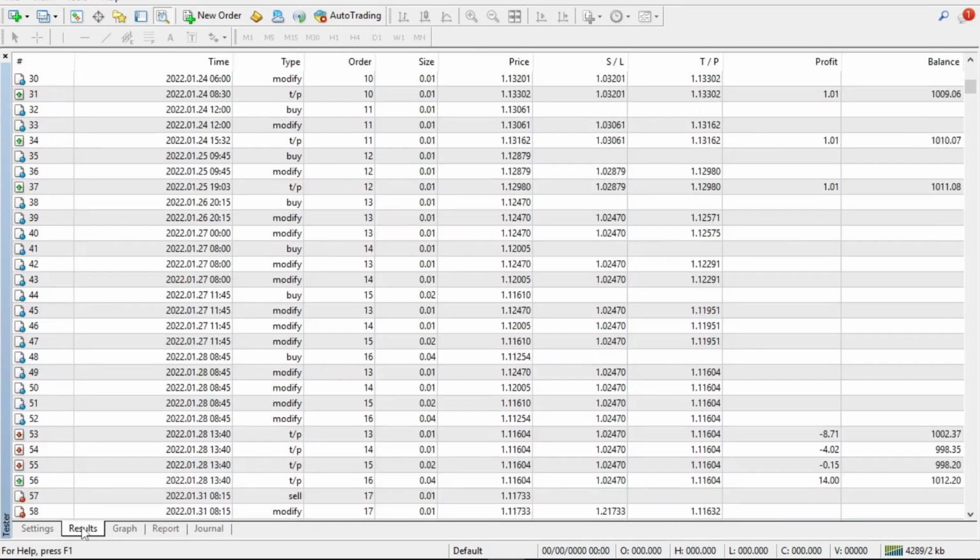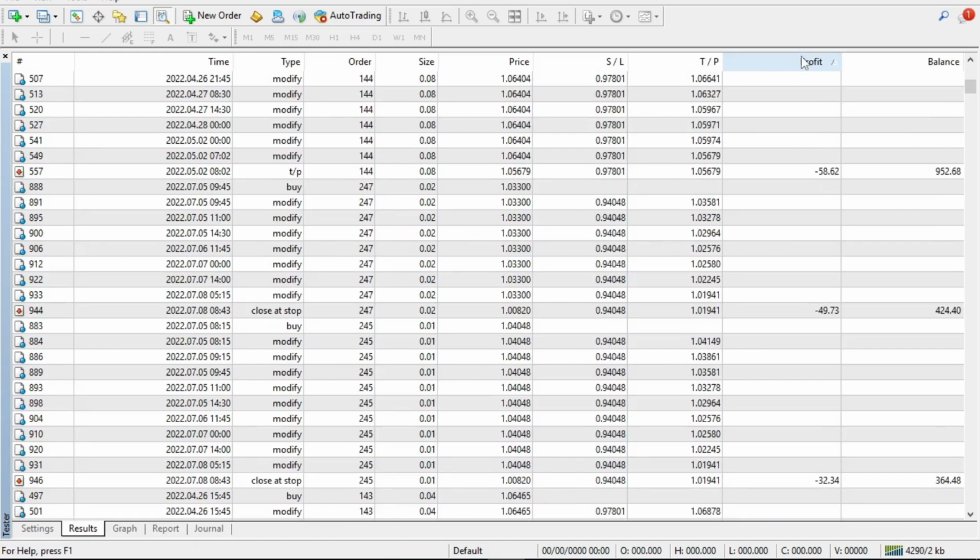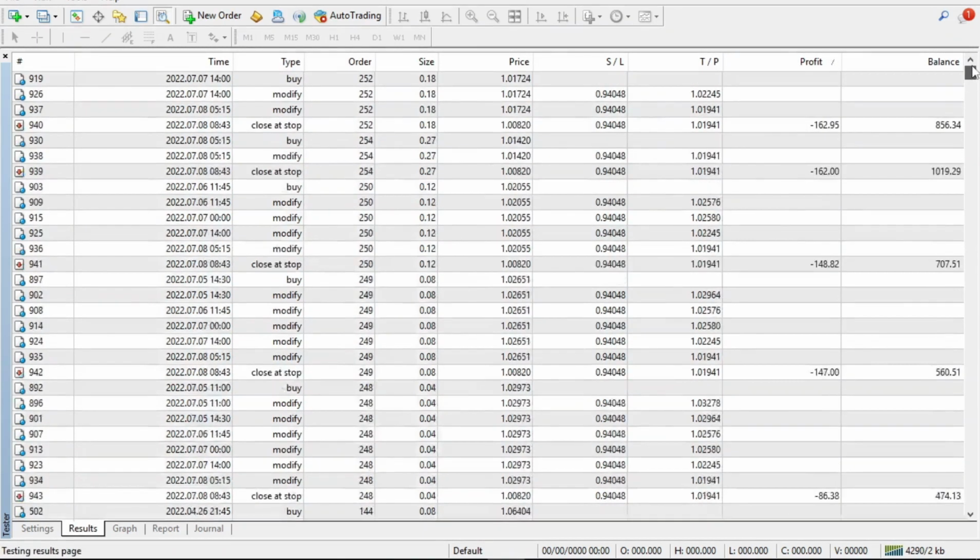Okay, let's see the details. The biggest loss in each transaction is minus $162.